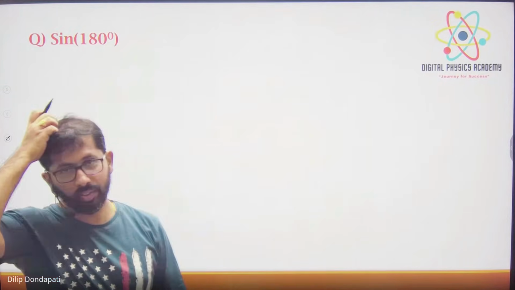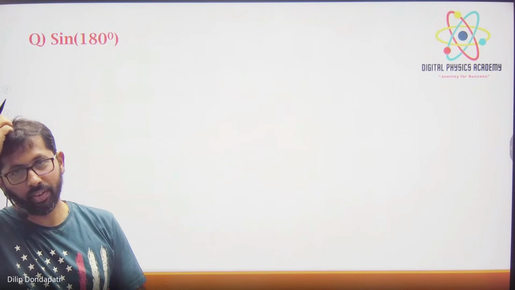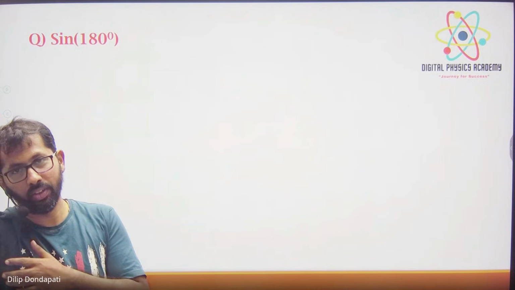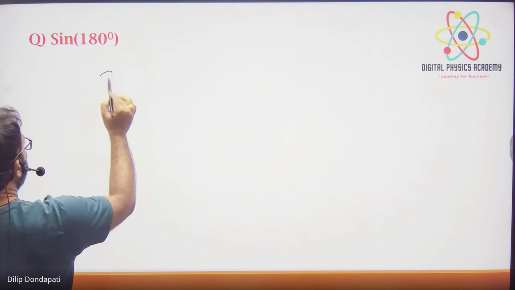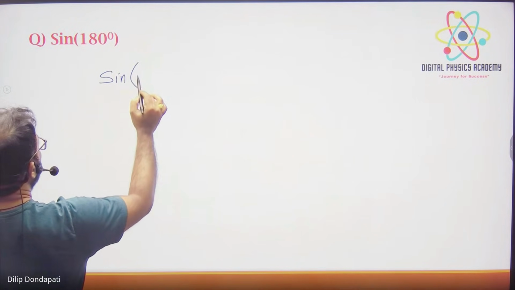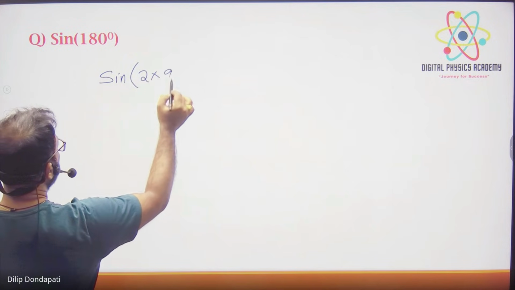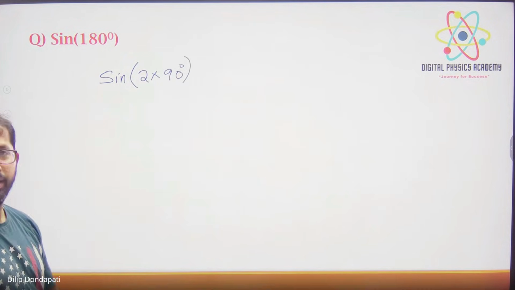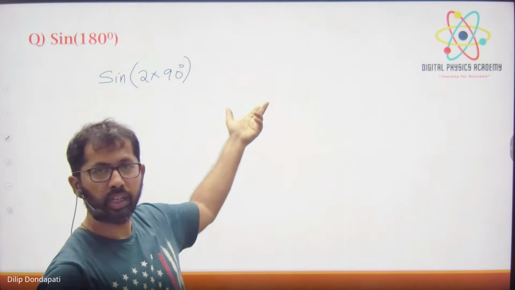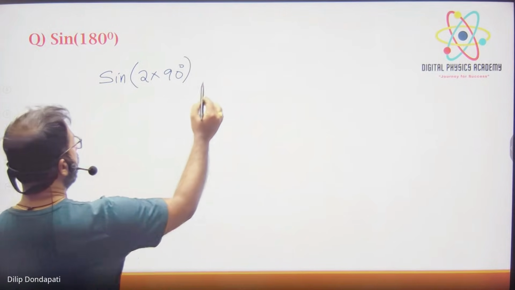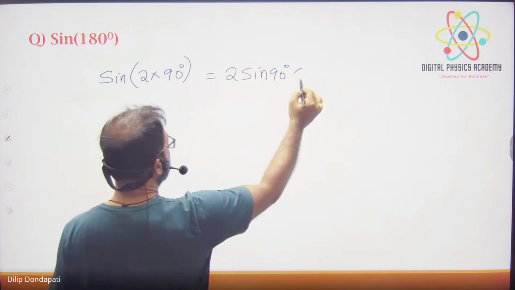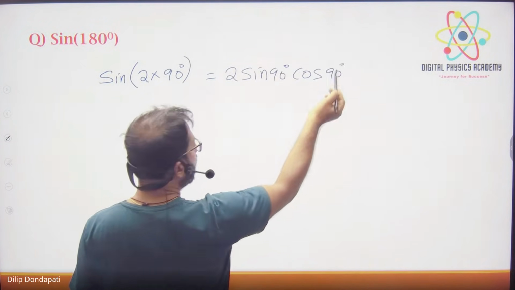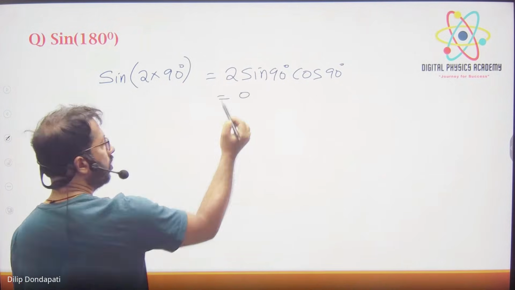Look, sin 180, what is the value? Look, I can write this sin 2 times 90. Sin 2A. What is the sin 2A formula? 2 sin A cos A. Cos 90 is 0. 0 into something is 0.